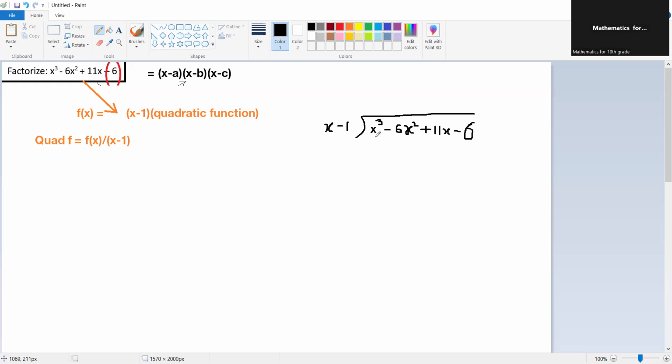We need to look for the first term, which is x cube. So we have to multiply this by x square because our target is x cube. So x minus 1 into x square would be x cube minus x square.